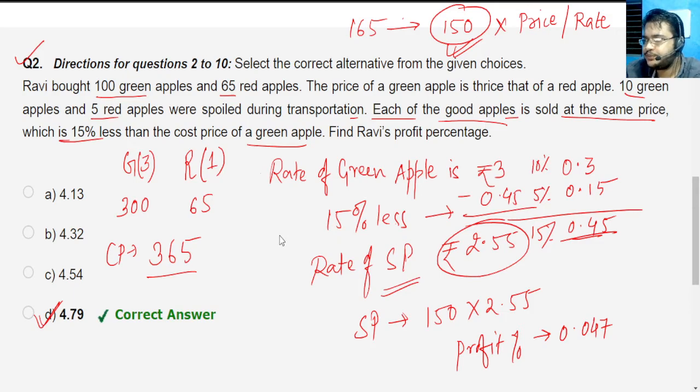Alright guys, so this is the method through which you can solve this question. A very easy type of question. If you just break it down to its elements, you'll be able to solve it.